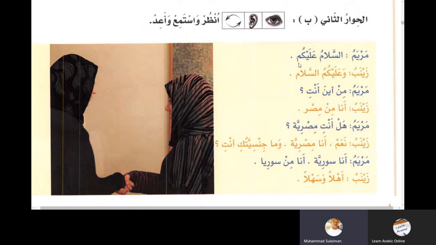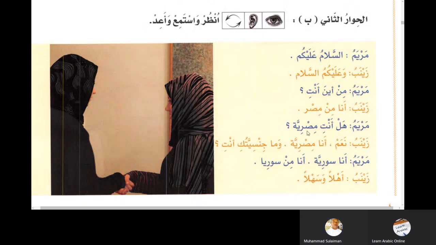Assalamu alaikum. Wa alaykum assalam. Maryam: Min aina anti? Zainab: Ana min Misr. Maryam: Hal anti Misriya? Zainab: Naam, ana Misriya. Wa ma jinsiyatuki anti? Maryam: Ana Suriya. Ana min Suriya.